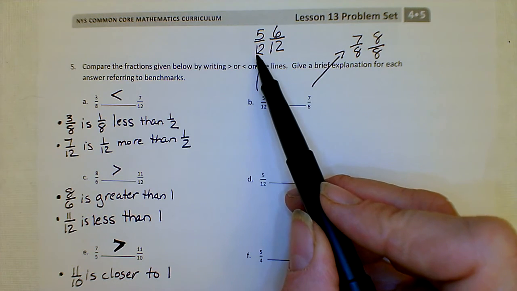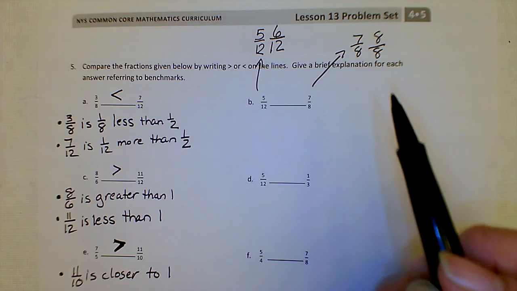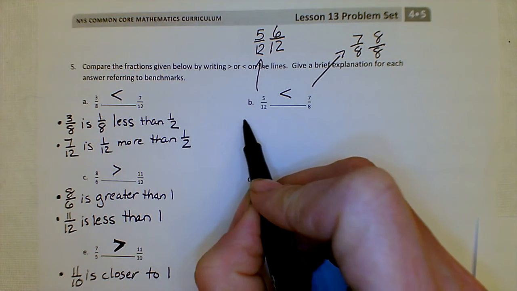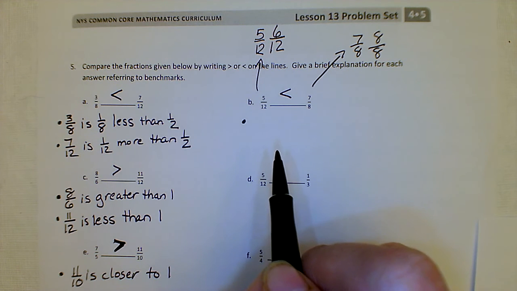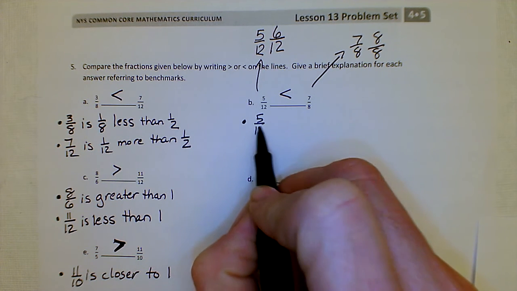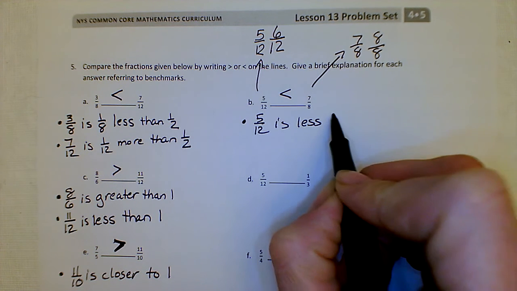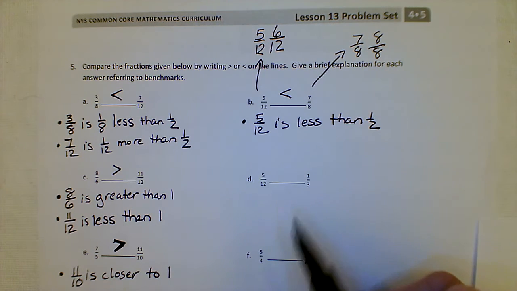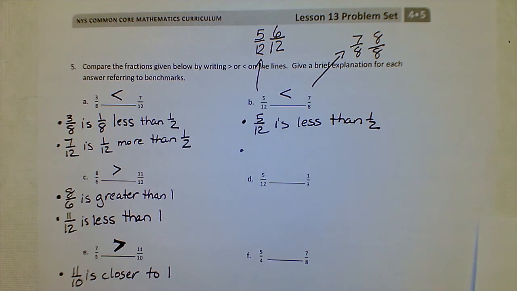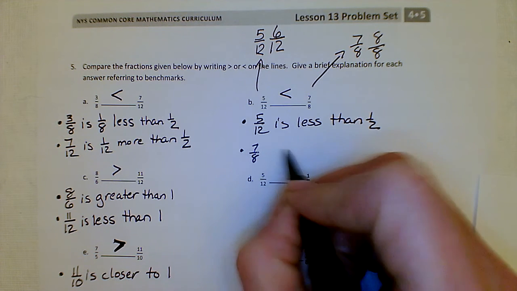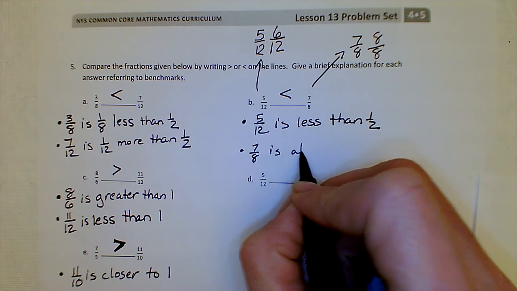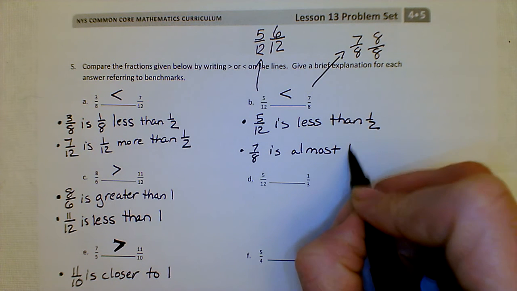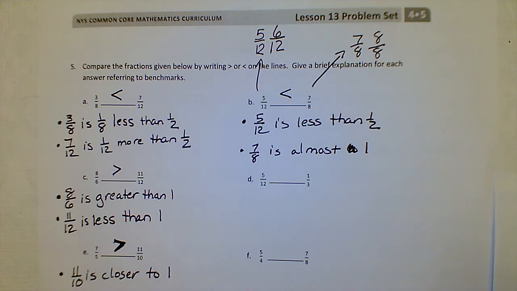So if 5/12 is less than a half, and this one is almost 1 whole, then I would say that 5/12 is less than 7/8. And if I were to write my reasons, and I am going to do the drawing for you in a second, I would say that 5/12 is less than 1/2, and I can say it's 1/12 less than a half, but this is fine. And I could say that 7/8 is almost, or is close to, or is about, I could even say because it's so close, is almost 1.